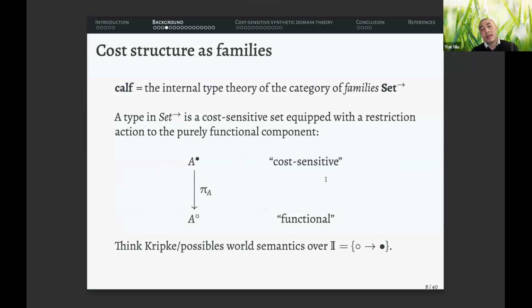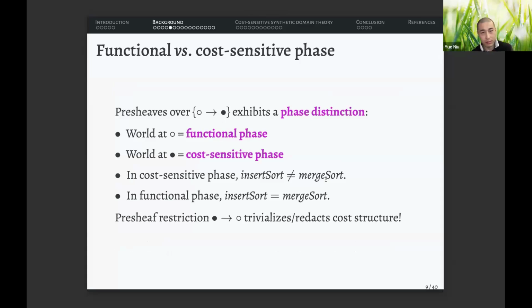More precisely, we say that CAF is just the internal type theory of the category of families. A type in this category can be thought of as a cost-sensitive type denoted with A closed, equipped with a restriction action to its purely functional component. We can think about this as the Kripke or possible world semantics over the interval in which the open point lies below the closed point. In particular, presheaves over this interval exhibit a phase distinction between the functional phase and the cost-sensitive phase of the CAF type.